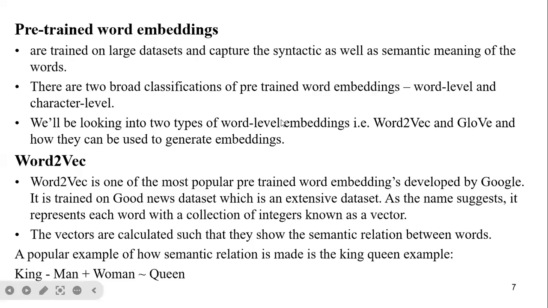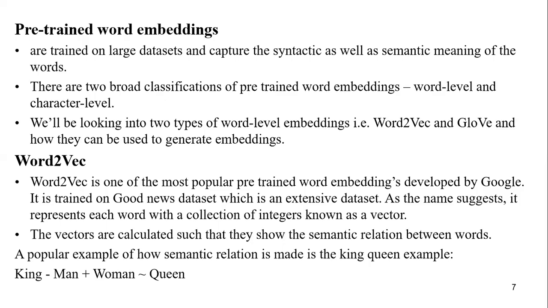Next, pre-trained word embeddings. These are pre-trained on large datasets and are mainly used to find the semantic meaning of words. There are two broad classifications of pre-trained word embeddings: word level and character level. We are going to use the word level, that is Word2Vec and GloVe. These are the two models that we are going to use in our programs.